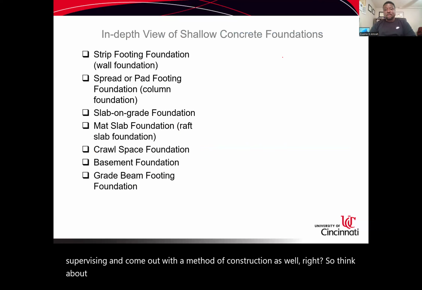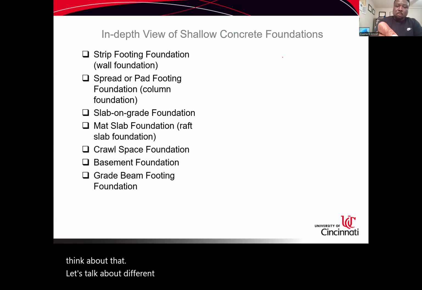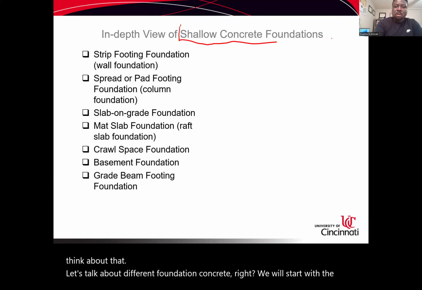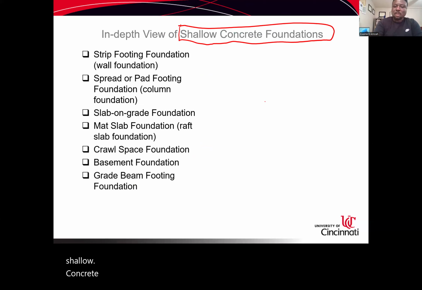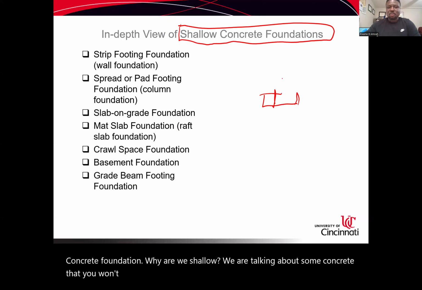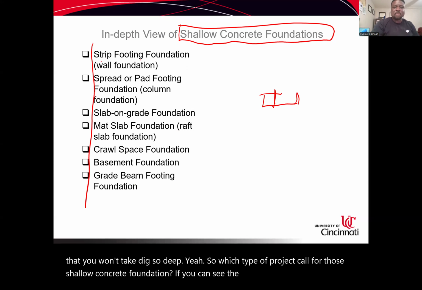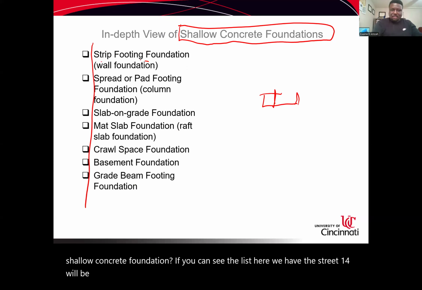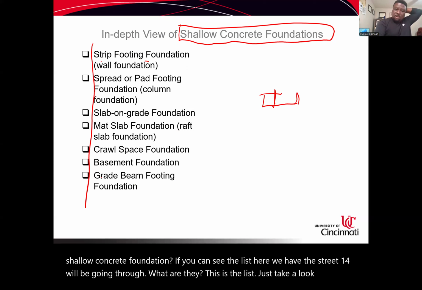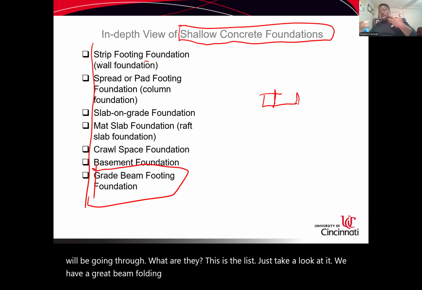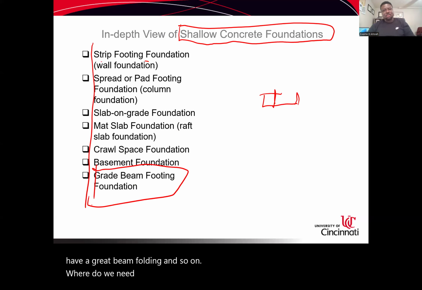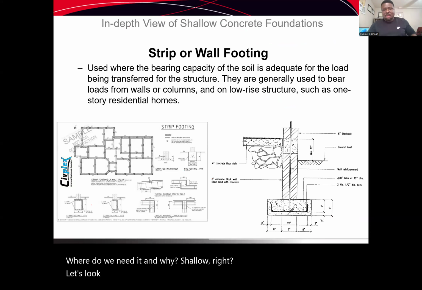Let's talk about different foundation concrete, right? We will start with the shallow concrete foundation. Why shallow? We're talking about concrete that you won't dig so deep. Yeah. So which type of project calls for those shallow concrete foundations? If you can see the list here, we have the straight footing. We'll be going through what they are. This is the list. Just take a look at it. We have a grade beam footing and so on. Where do we need it? And why shallow, right? Let's look at them one after the other.